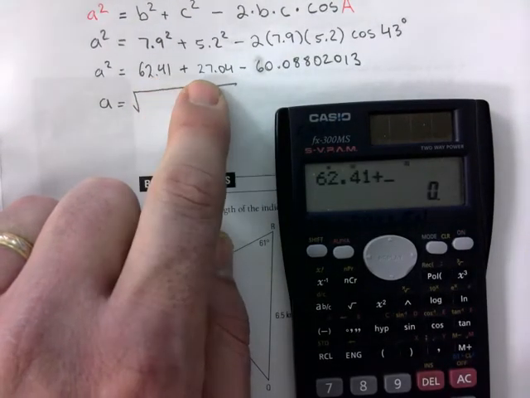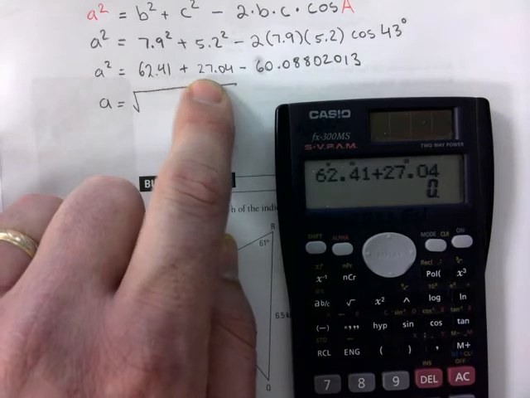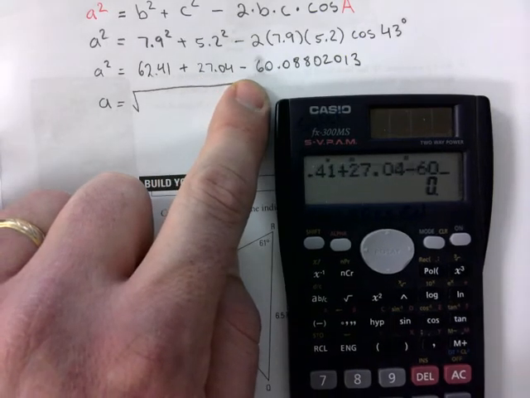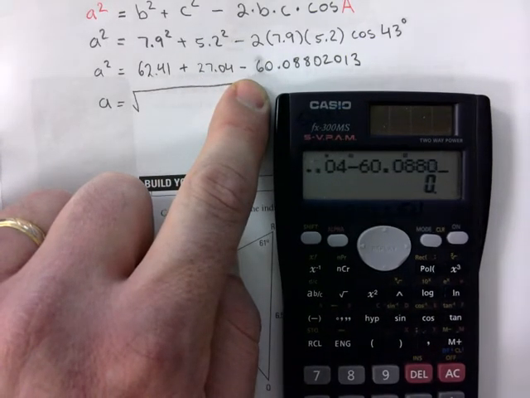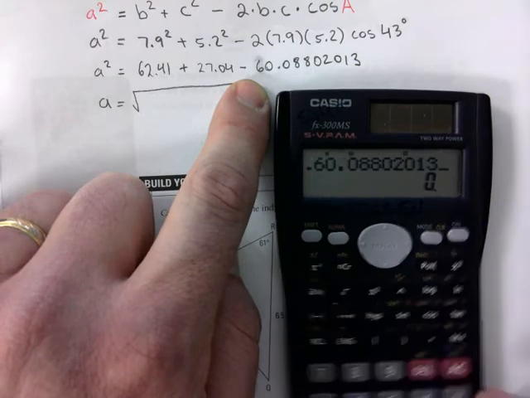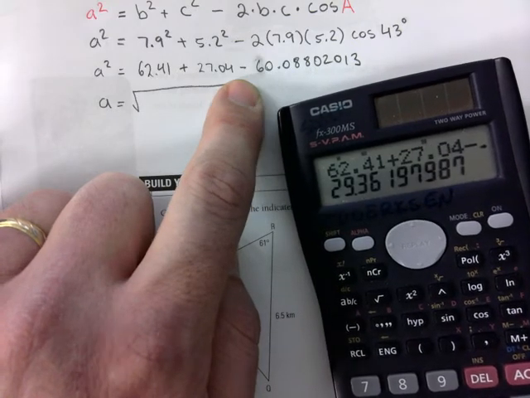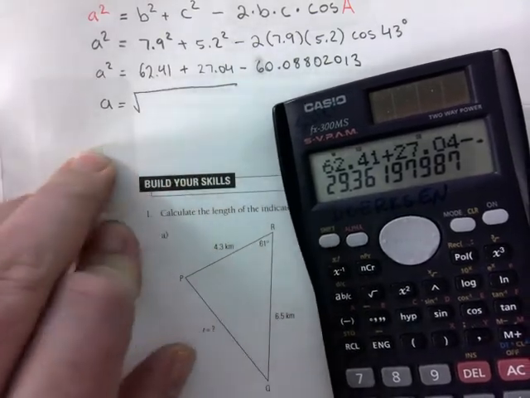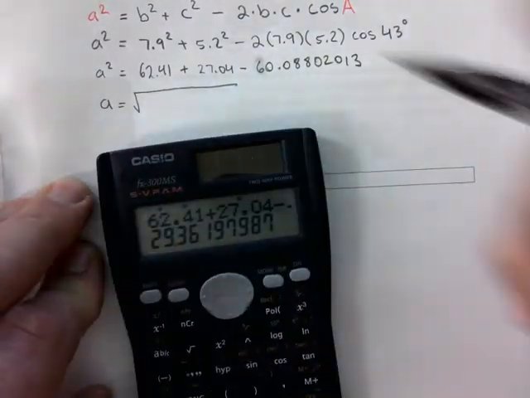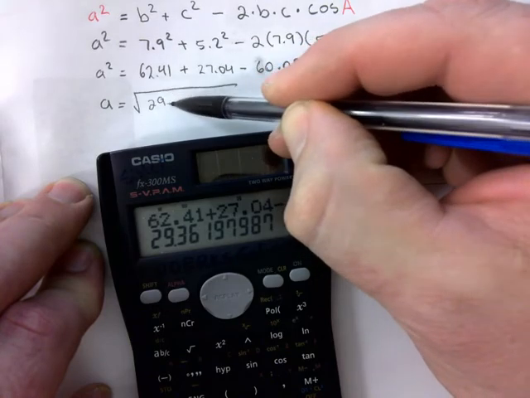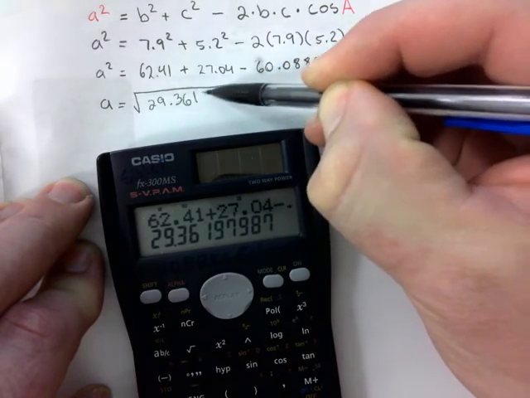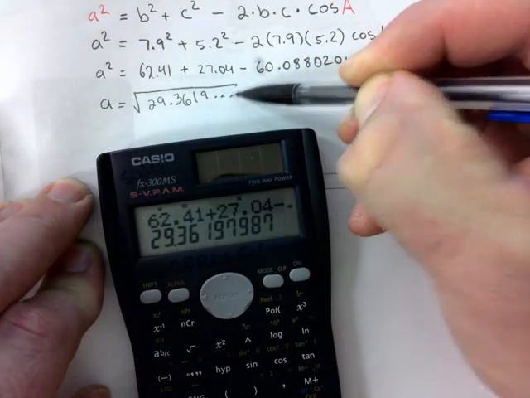62.41 plus 27.04 minus 60.08802013. I just plug in the whole thing. And I get 29. Don't erase it. Just leave it there. 29.3619. That keeps going.